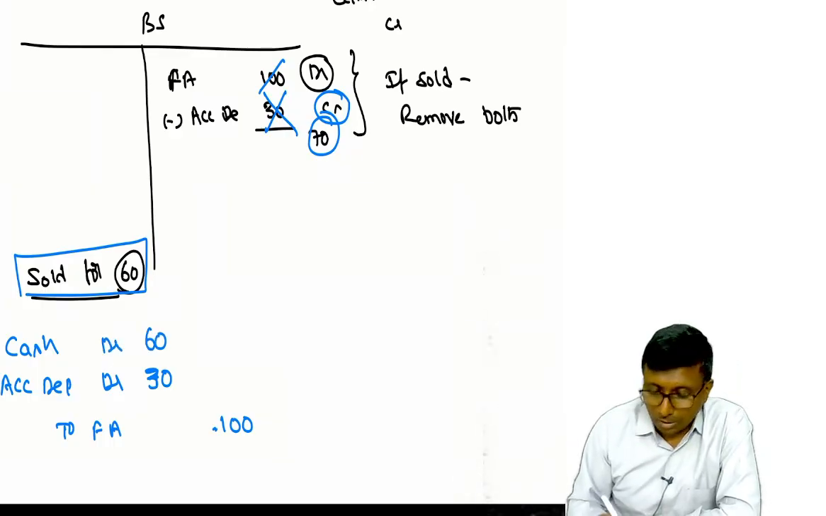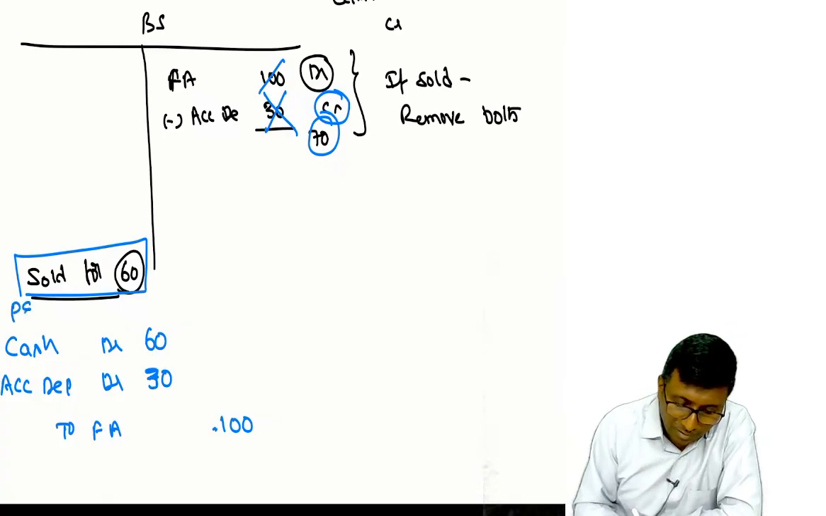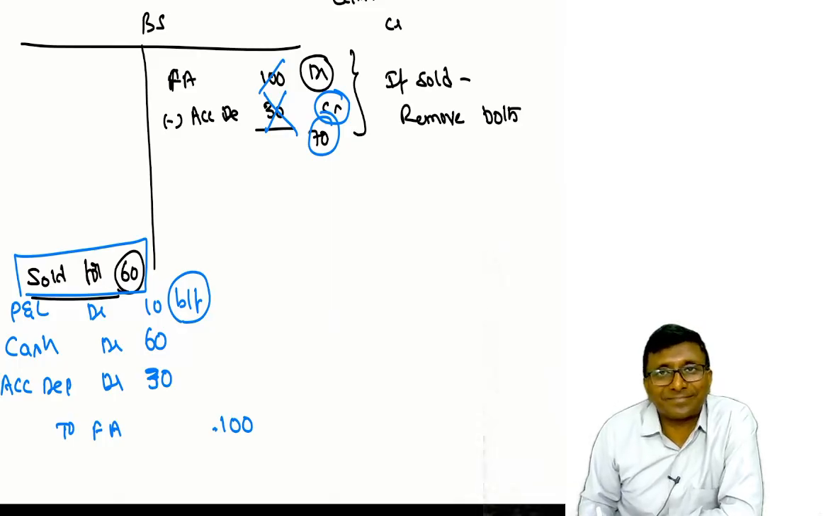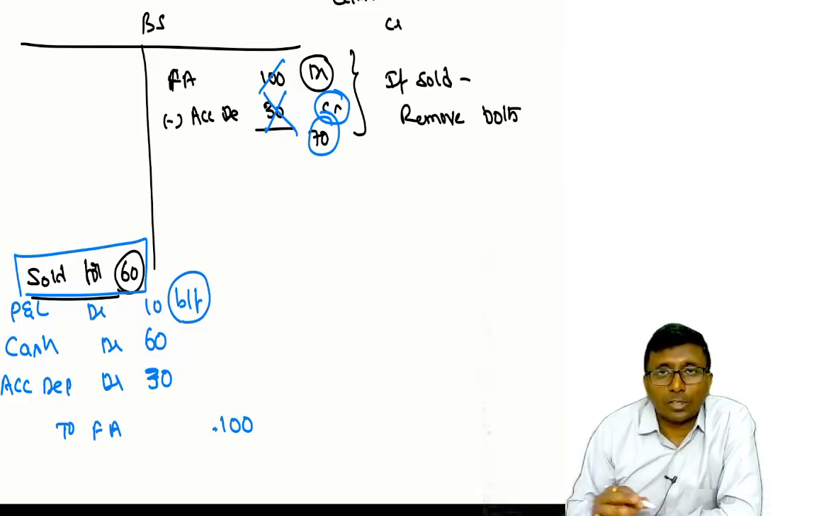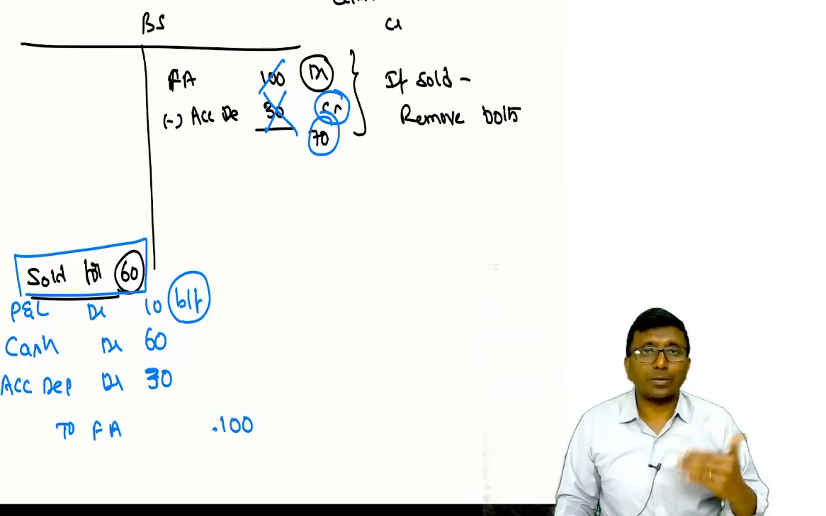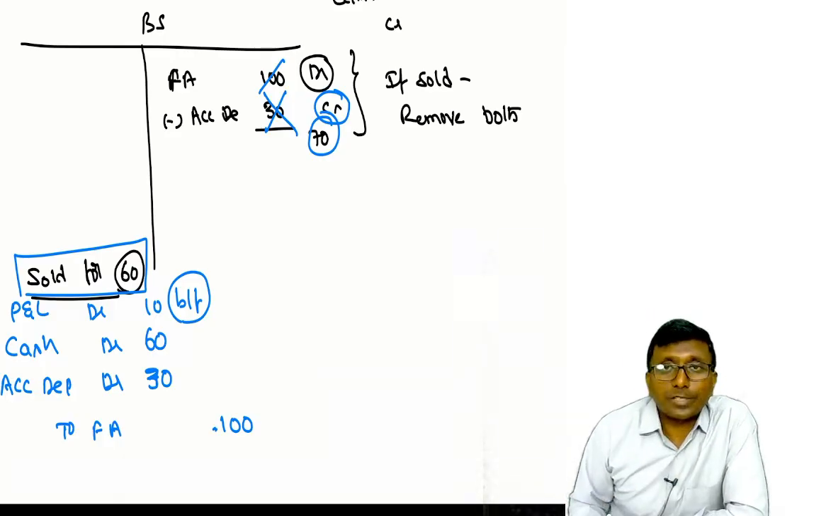Now, have you got a profit or loss? What is the balancing figure? 60 plus 30 is equal to 90 against 100. Obviously, this is a loss. This is a balancing figure. This is a loss on sale of fixed asset. That simple it is. First thing you should remember, I am selling the fixed asset, so the fixed asset should not be there, and accumulated depreciation also should not be there. Fixed asset is showing a debit balance, so credit it. Accumulated depreciation is showing a credit balance, so debit it. Exactly, you do the opposite. Job is done.